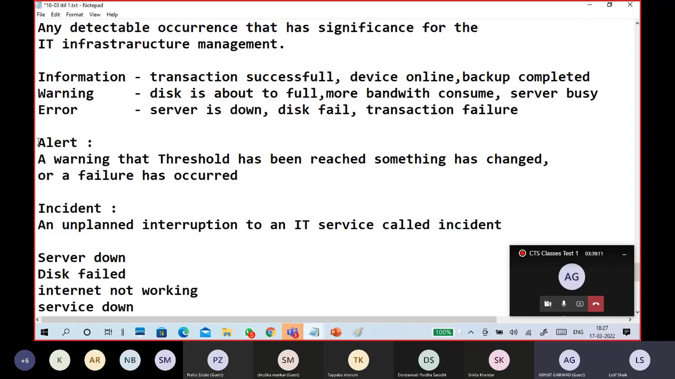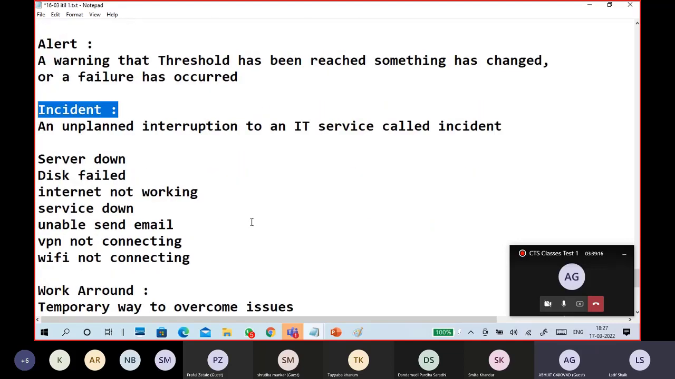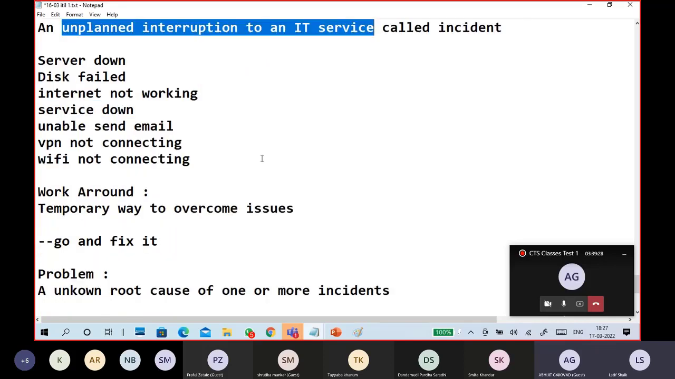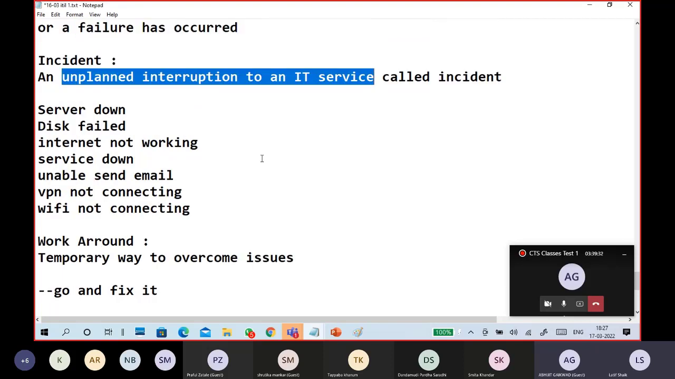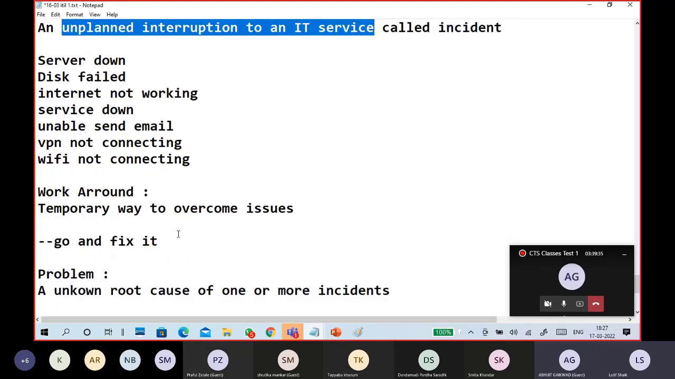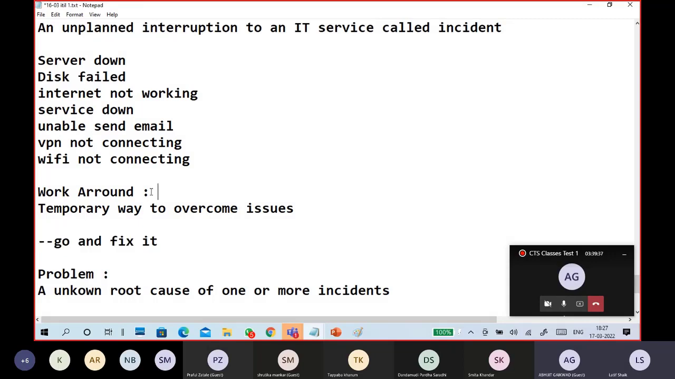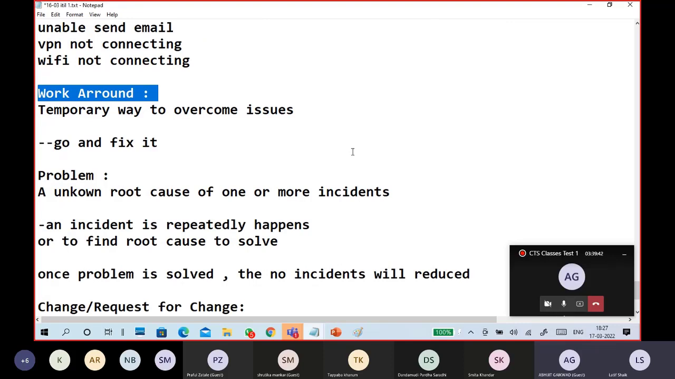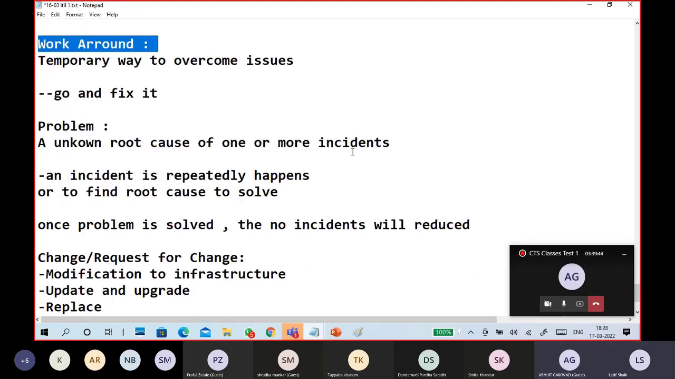Next, from the events or alerts or from the users, incidents will be reported to the service desk. What is an incident? An unplanned interruption to IT services. Example: server down, service down, transaction failure, network failure, internet failure. What to do when an incident occurs? You have to fix it. The fix we call a workaround. Fix it immediately to reduce the impact on further services.